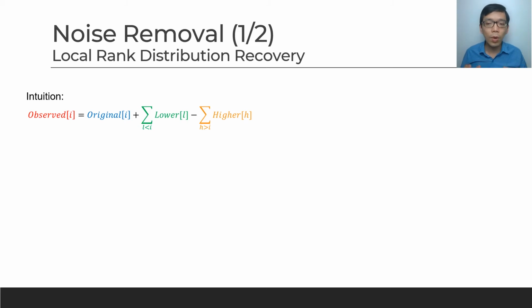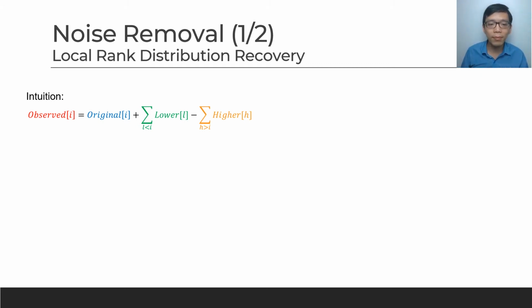Firstly, what we measure, the counter of rank I, is equal to the counter of rank I without the noise plus the noise. Then how does the noise happen? The noise happens when one rank is overwritten by higher ranks. So there are two cases here. The first case is a lower rank changed to the current rank I. And the second is the rank I changed to a higher rank H.